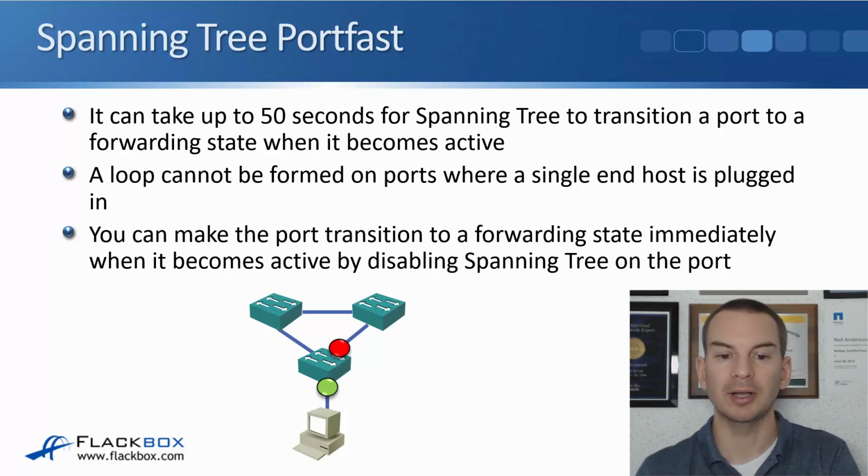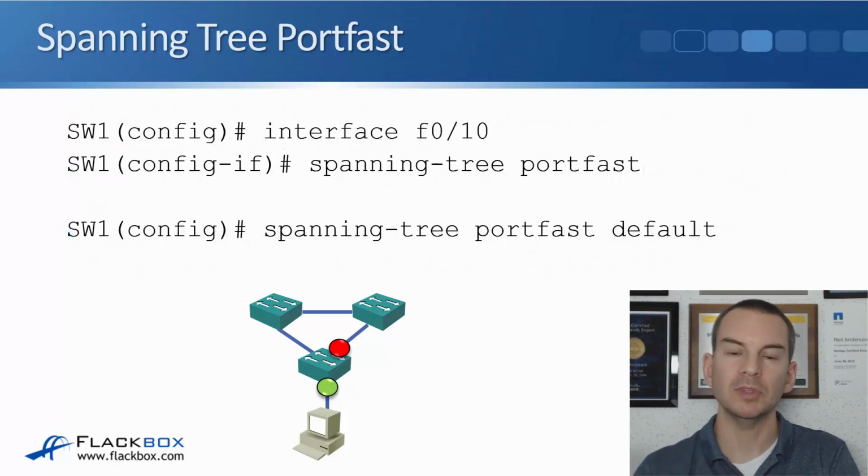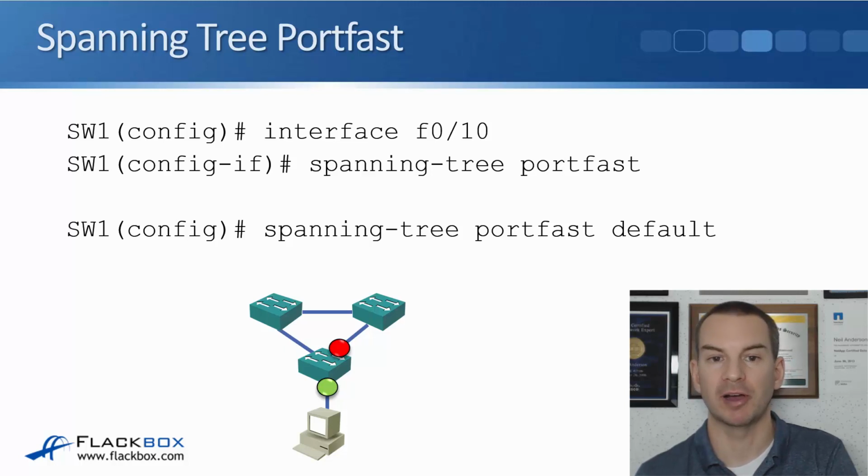I then go and plug a PC into one of the switches with a single network cable connecting it. Well, it's impossible to have a loop going through there as long as it doesn't change. So it would be nice if I didn't have to wait 50 seconds for the port to come up. And you can actually configure that. So you can make the port transition to a forwarding state immediately when it becomes active by disabling spanning tree on the port. The way you do that is with the Portfast command.